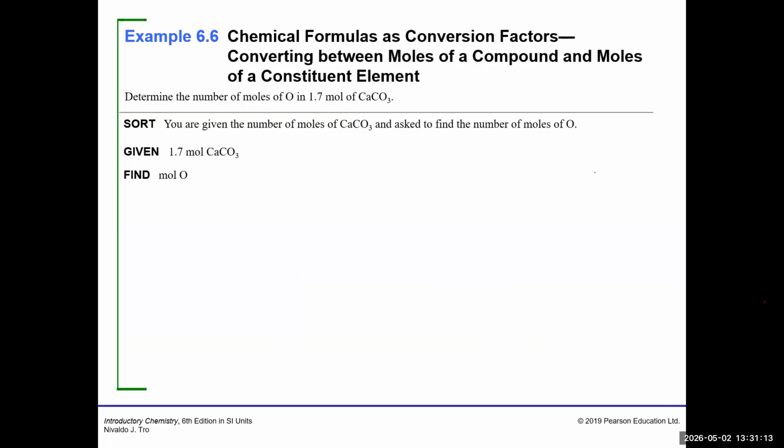Determine the number of moles of oxygen. We are going to determine the number of moles of oxygen in 1.7 moles of calcium carbonate. All right, you have calcium carbonate, and then we are going to determine the number of moles of oxygen in that, the 1.7 moles of calcium carbonate. You know the moles of calcium carbonate, and then you are going to use it to find the moles of oxygen. All right.